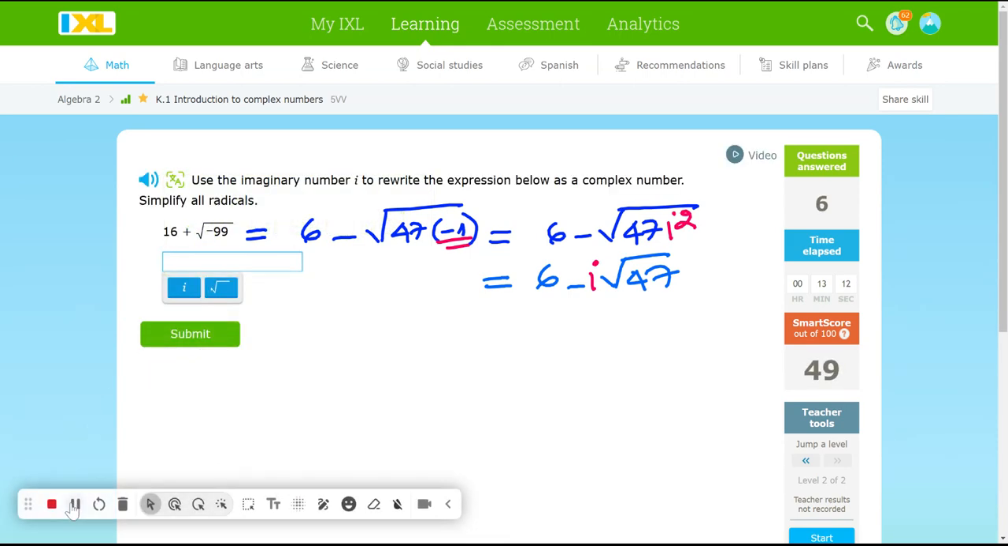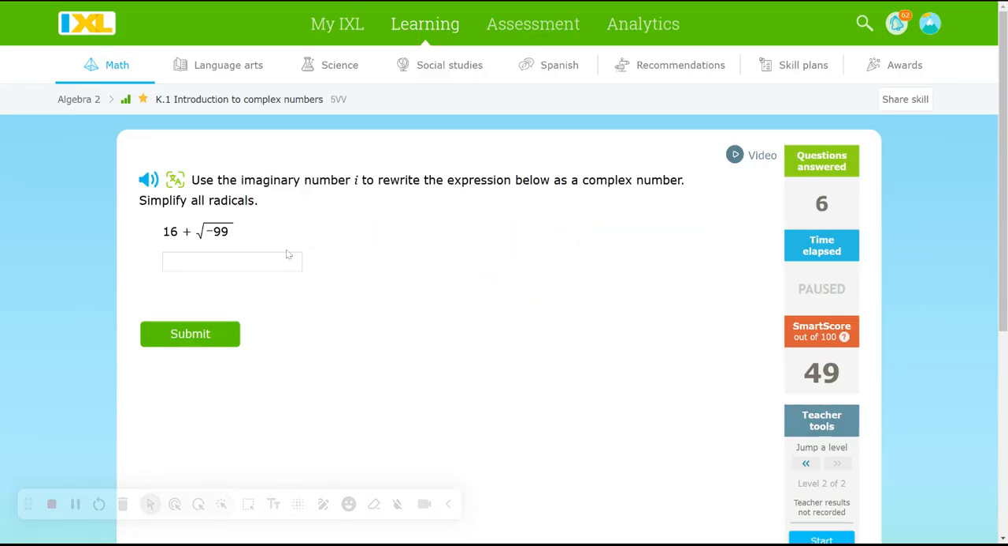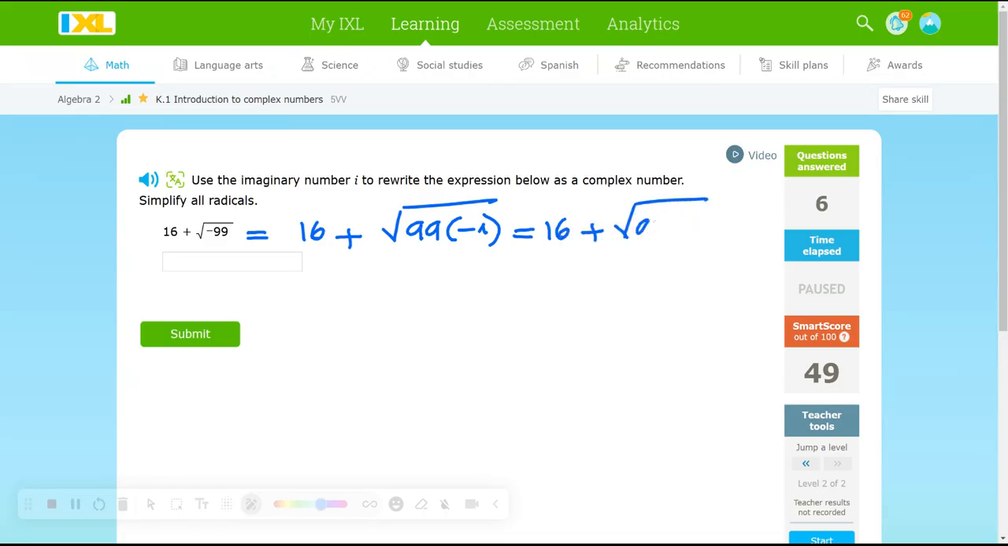Okay, this next problem over here, I just rewrite 16 plus, and then square root of negative 99. But negative 99 is 99 times negative 1. And then I substitute negative 1 by i squared. Okay, so now I just simplify.